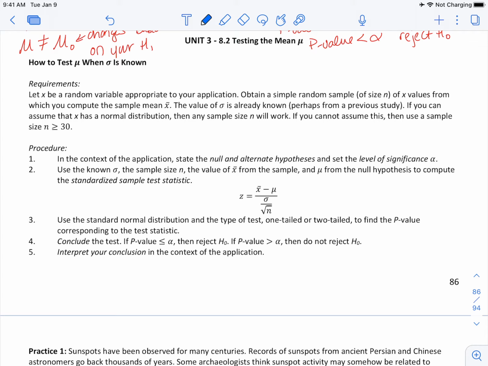Then we're going to calculate our sample test statistic z using the same formula that we talked about previously: x bar minus mu divided by sigma divided by square root of n. Then we're going to use the standard normal distribution, pick our type of test, and find the p-value. Then we're going to make our conclusion. Remember, if our p-value is less than or equal to alpha, we reject the null hypothesis. If your p-value is greater than alpha, you do not reject the null hypothesis, and then interpret our conclusion.